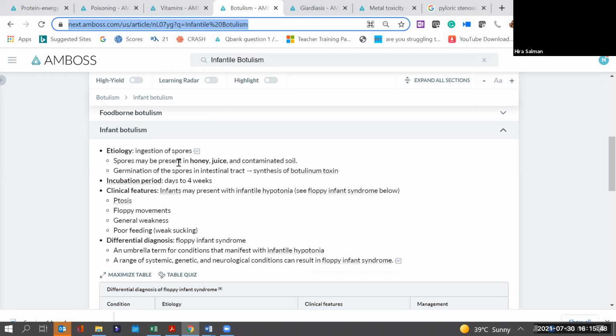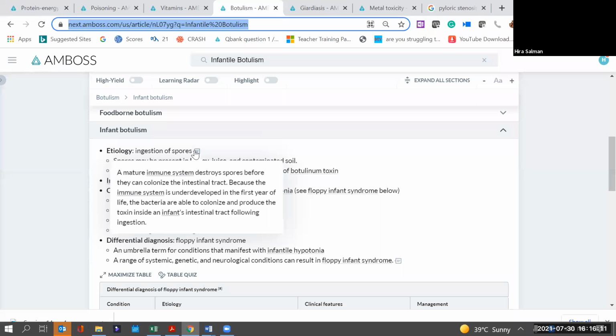Botulism is actually caused by the ingestion of spores. The baby has to ingest spores, and spores may be present in honey, juice, and contaminated soil. These are special spores, and germination of the spores in the intestinal tract causes synthesis of botulinum toxin. So that toxin is produced with the help of the spores, and a mature immune system destroys them, of course.